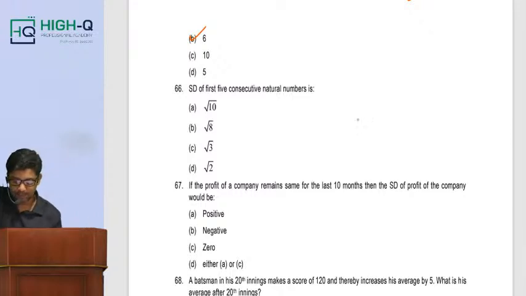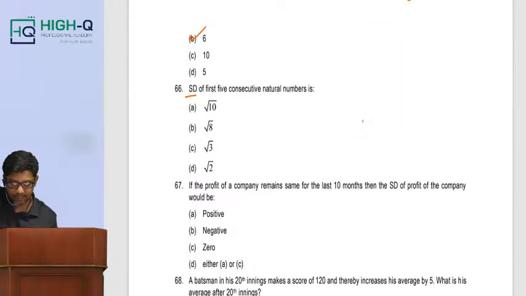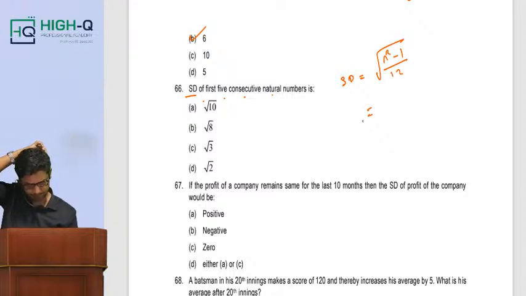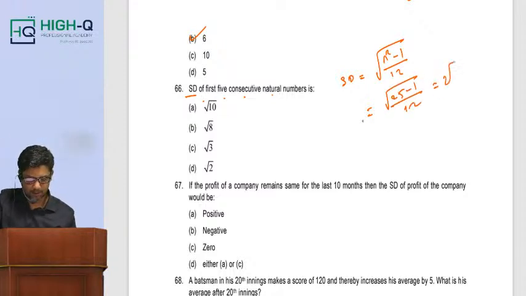Now, 66. Standard deviation of first 5 consecutive natural numbers. You know the formula, right? Standard deviation is equal to what? Root of n square minus 1 by 12. Am I right, my dear? n is 5. Root of 25 minus 1 by 12, which is root 2.